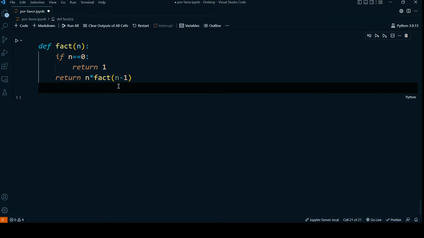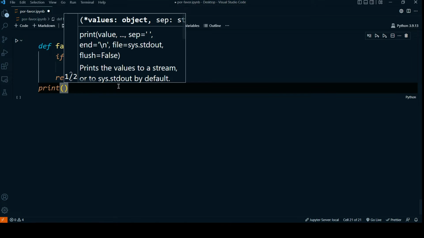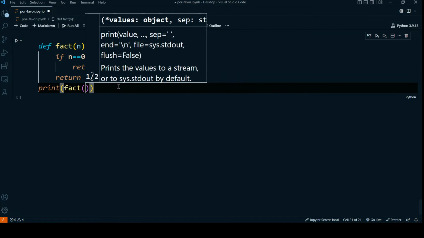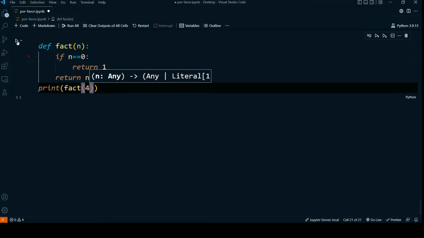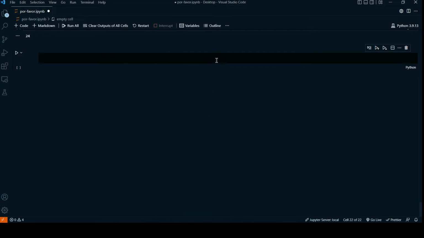And if we run our code, and let's say I am printing out factorial of 4, you can see it is returning 24. So I have a similar problem for you guys.